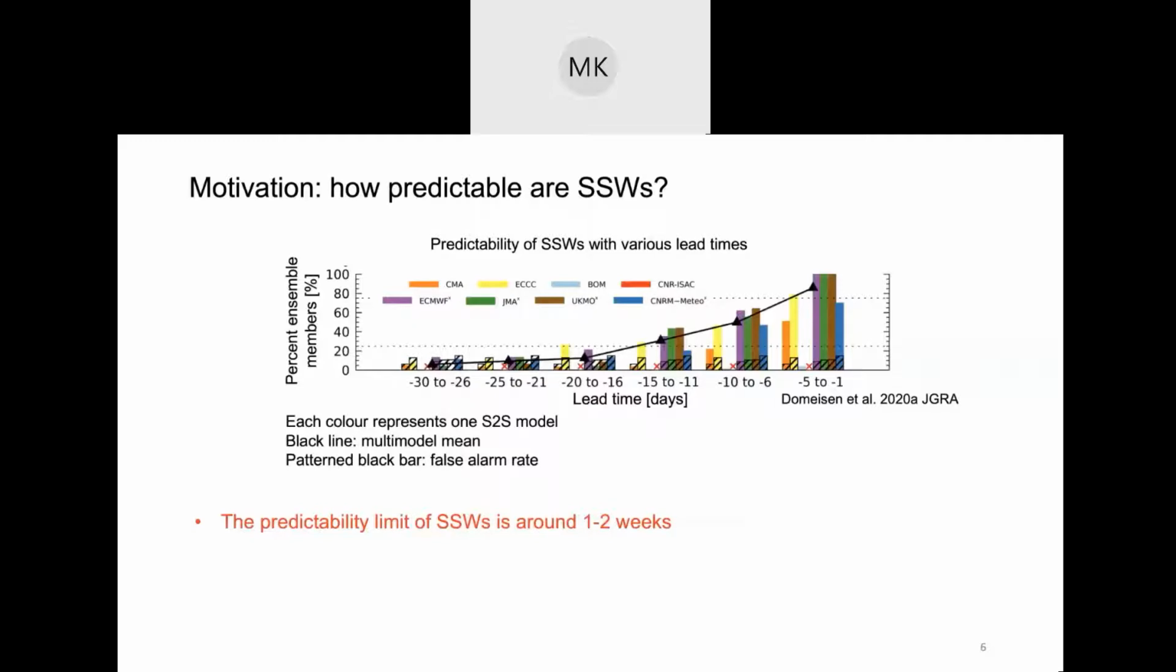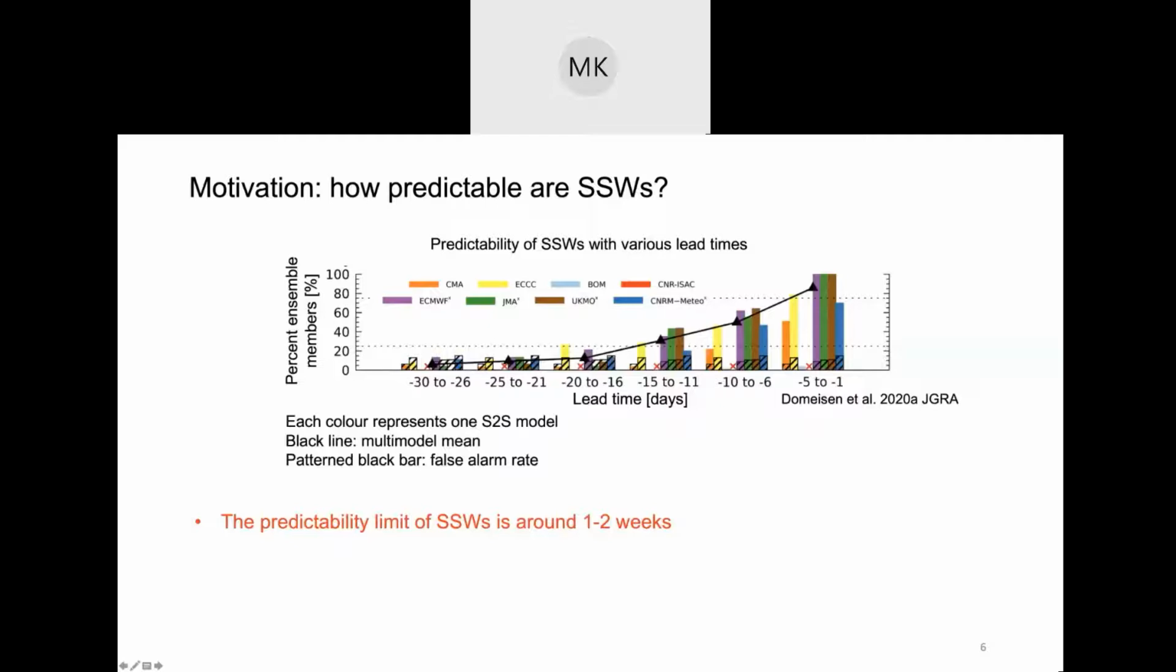This is a figure from a study by Dueben in 2020. It shows the predictability of SSWs with various lead times, as shown in the x-axis. And the y-axis shows the percent of ensemble members of 8 different subseasonal to seasonal models that can correctly predict SSW events, and each color represents one S2S model. And the black line shows the multimodel mean of the percent of ensemble members that can capture the event.